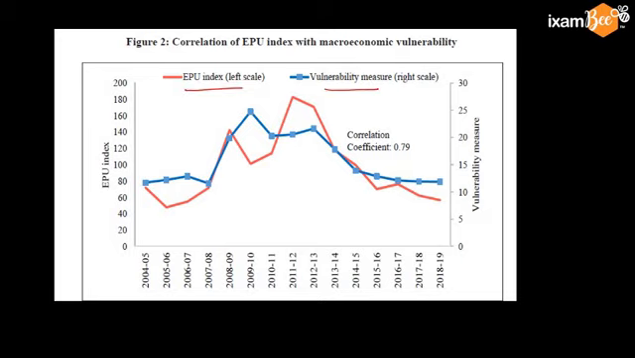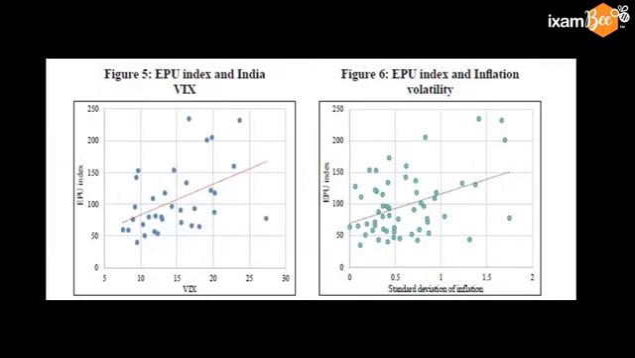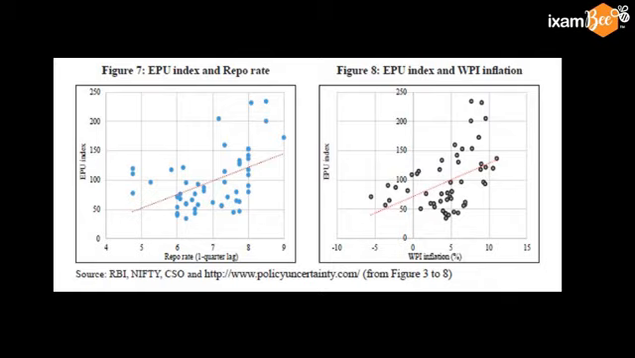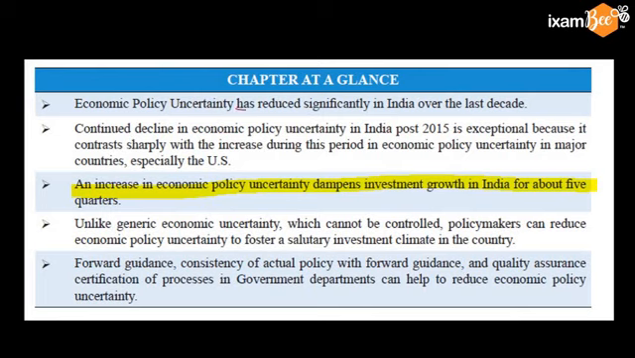See this graph, you will understand this. Exchange rate volatility and EPU index, positive correlation. So with the future expectation index, and in India, we know about VIX, the volatility index. See the relationship, positive correlation with volatility, positive correlation with inflation, and also with the repo and WPI. If we compare the India EPU index and global EPU index, that also is going on the same line, but there is a decoupling after 2014. So global EPU index is still high, but in India, policy uncertainty declined a lot during the Modi government. This is what the chapter says.